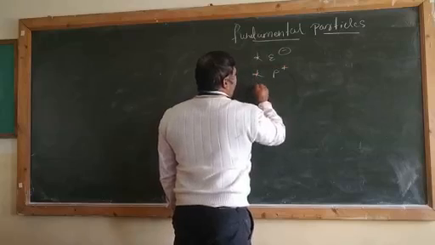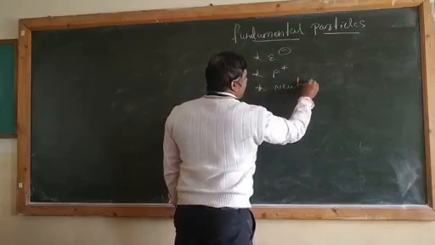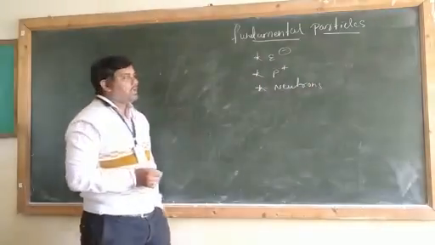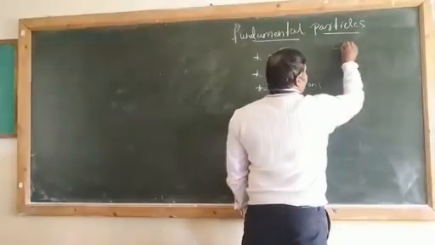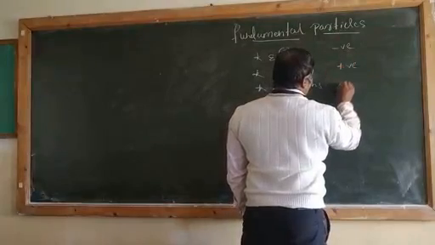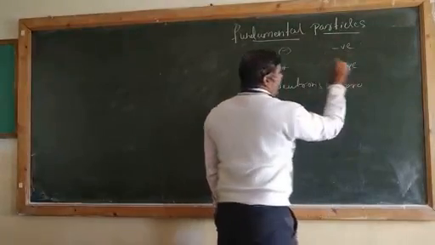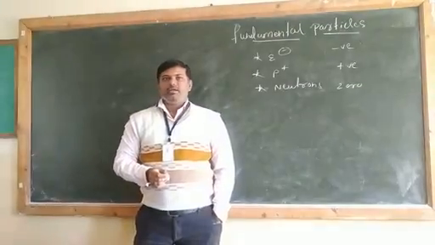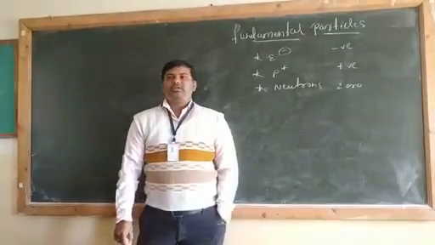In that case, fundamental particles are nothing but electrons, protons and neutrons. And what charge does each carry? The relative charges are: electron carries a negative charge, proton carries a positive charge and neutron carries a zero charge. That means they are neutral in nature. So everyone should remember these charges.